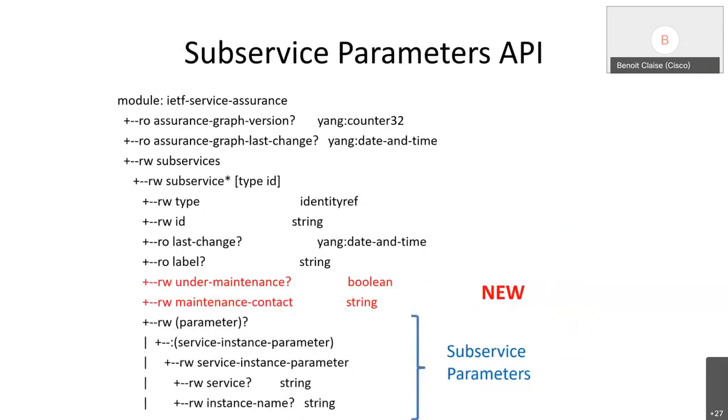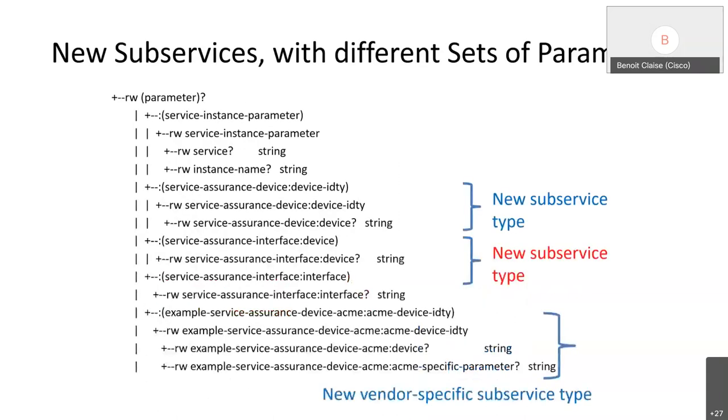a maintenance window. Typically, if you're upgrading a device, or replacing a bad optic, or doing a routing protocol adjustment, you don't want to receive any symptoms from that specific subservice. So you could just disable receiving symptoms there. All right, in the next slides.